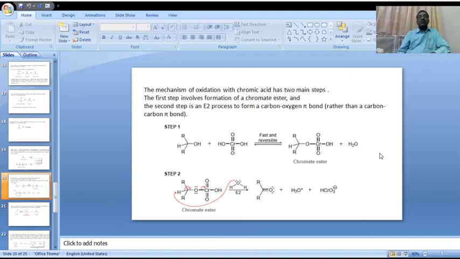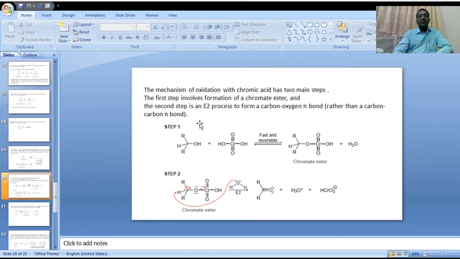Here a secondary alcohol reacts with chromic acid. Just now we prepared chromic acid. The first step is the formation of a chromate ester.